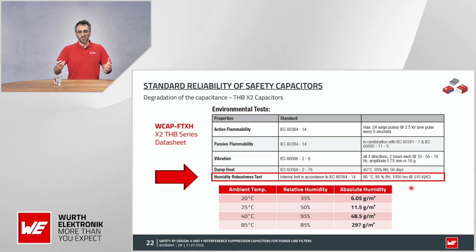Now, just for an idea about how harsh this test is, in normal laboratory conditions we have maybe 20 degrees and 35% humidity, maybe a little bit dry, like in Europe, more or less. We have about 6 grams of water in 1 cubic meter of air. But in 85/85 conditions, we have almost 50 times more water in the air. Because there is more water in the air, it can also permeate the protection of the capacitor and get in contact with the winding.